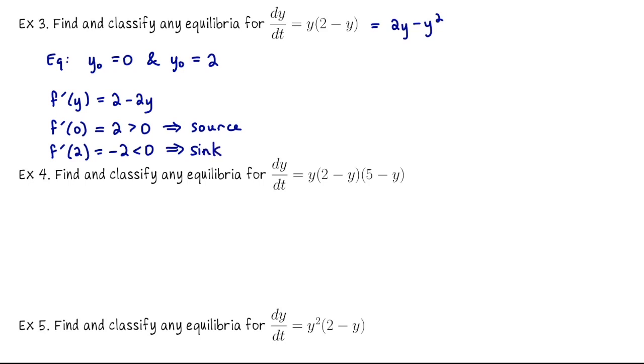As is always the case with the sign test, you don't really care that it's 2 and negative 2. If you can just tell it's positive or negative in a faster way than actually computing that number, that's all you really need. But here we have a source and a sink.